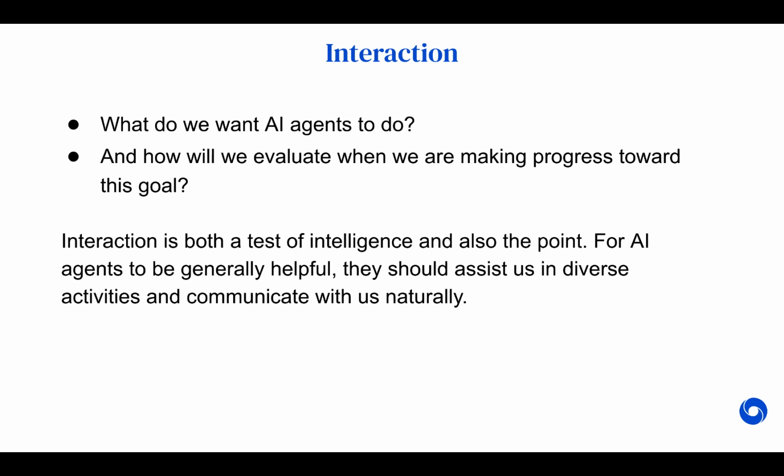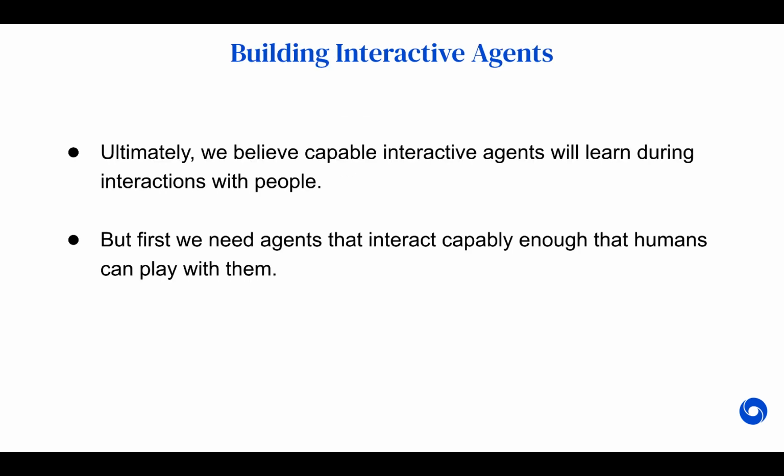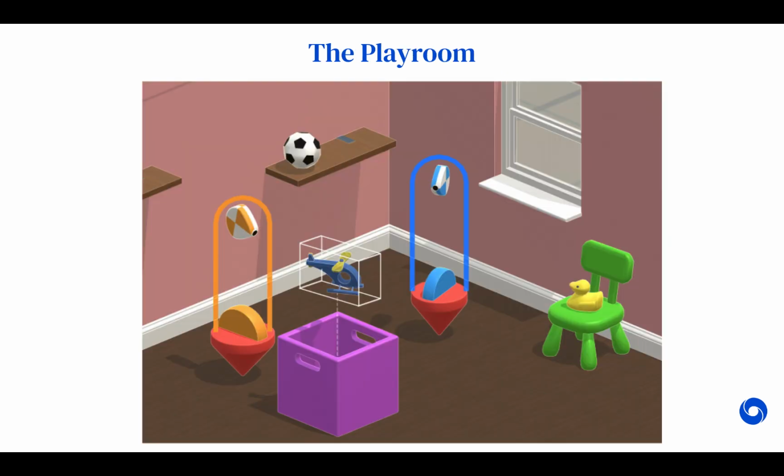For AI agents to be generally helpful, they should assist us in diverse activities and communicate with us naturally. Ultimately, we believe that creating agents that are competent at interacting with us will require that agents learn during their interactions with people. First, however, we need agents that interact capably enough that humans can play with them and want to do so. Capable interactive agents will have applications in many areas, including robotics.